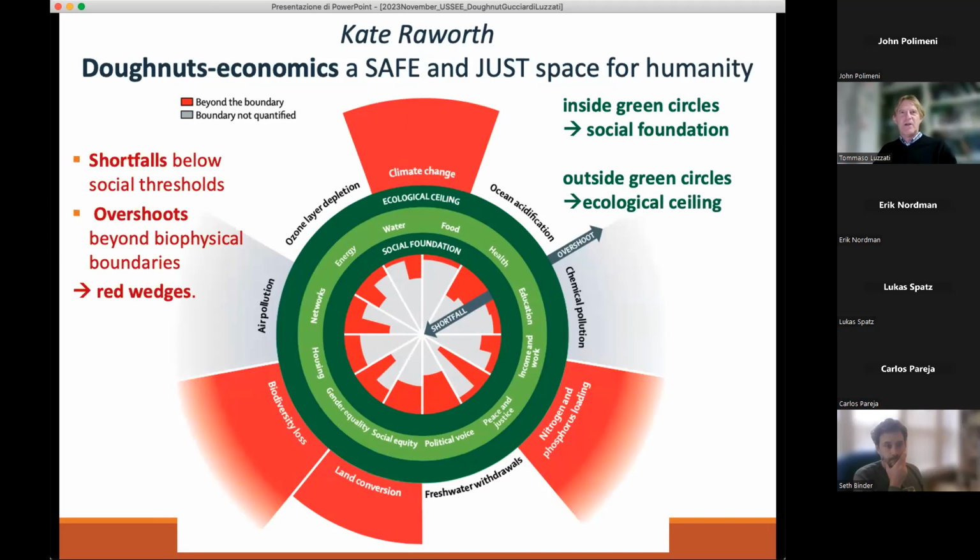So the motivation of our research, the research question, I think I can skip that. I can be very quick on that because you know about that. And we have shortfalls, so overshoots, the red areas, and inside the green circle, we have the social foundation, the ecological ceilings, and the idea is that countries or regions should aim at living within the donut.